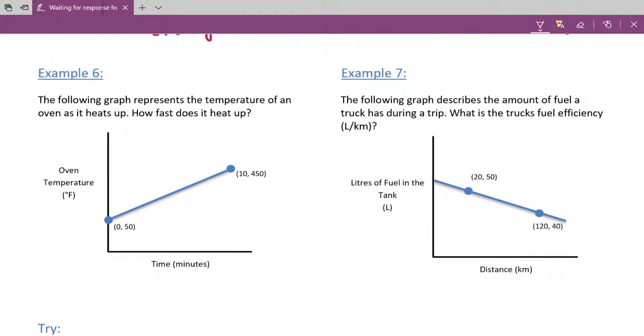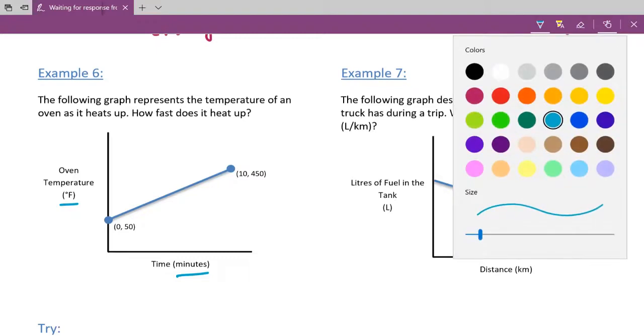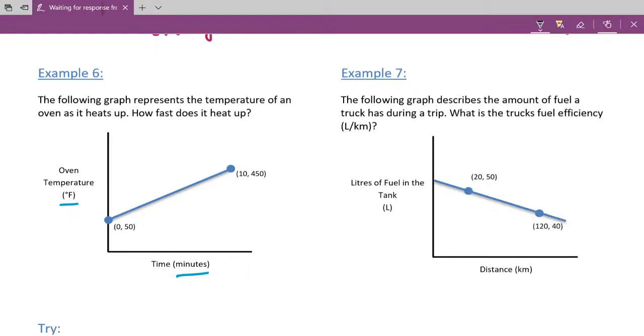So let's look at a couple of examples here. We have a couple of situations. First one here, the following graph represents the temperature of an oven as it heats up. How fast does it heat up? If we're looking at our units, how many degrees Fahrenheit, change in y, per minute, change in x? What is the speed that it heats up at? So again, we're going to find the slope. For a lot of these, we're going to be using that formula there that says m, where m is our slope variable: y2 minus y1 over x2 minus x1.